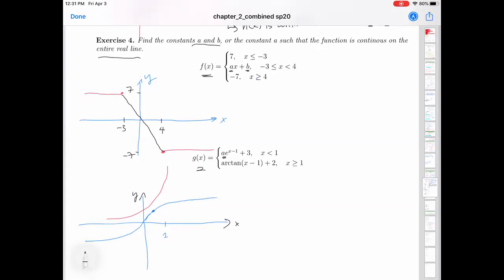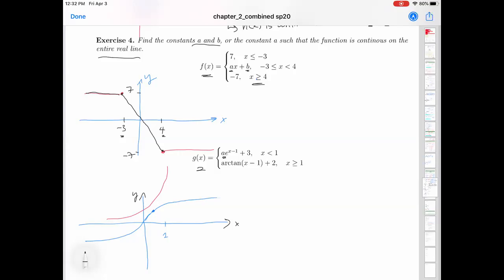When x is less than negative 3, y equals 7. When x is greater than or equal to 4, y equals negative 7. And when x is in between negative 3 and 4, y is a line, right? ax plus b, it's just the equation of a line. So I connected the 2 dots here to create this line from negative 3 to 4.